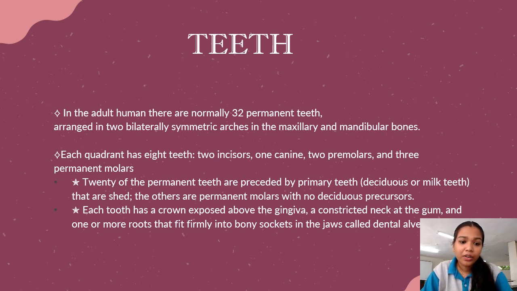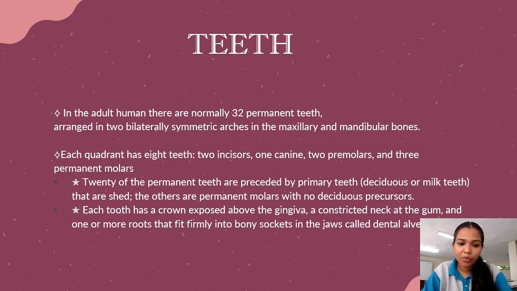Teeth. In adult humans, there are normally 32 permanent teeth, arranged in two bilaterally symmetric arches in the maxillary and mandibular bones. Each quadrant has 8 teeth: 2 incisors, 1 canine, 2 premolars, and 3 permanent molars. 20 of the permanent teeth are preceded by primary teeth, deciduous or milk teeth, that are shed. The others are permanent molars with no deciduous precursors.